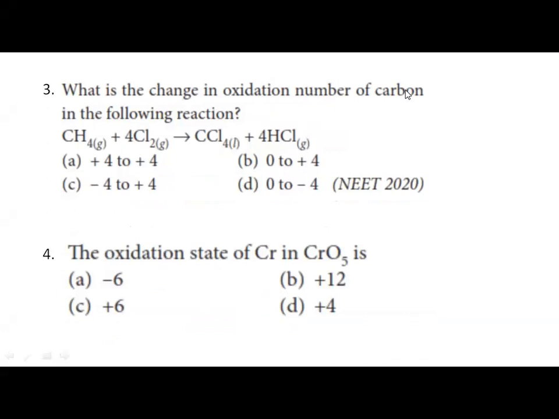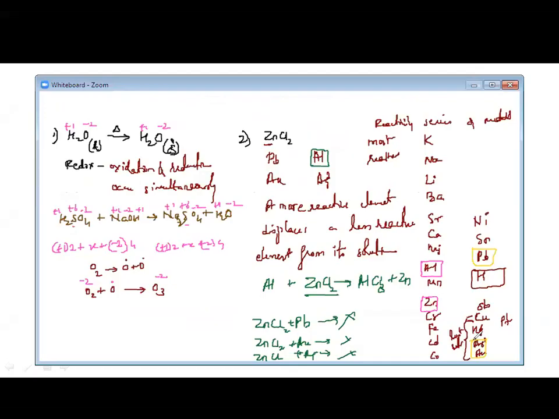What is the change in the oxidation number of carbon in the following reaction? CH4 plus Cl2 gives CCl4 plus HCl. This is last year's NEET 2020 question. Okay, let us see. So it is the third question we are going to discuss now. The reaction given is CH4 plus Cl2, they have already balanced the reaction, gives CCl4 plus 4HCl. Correct.